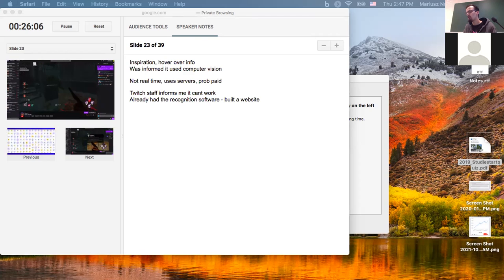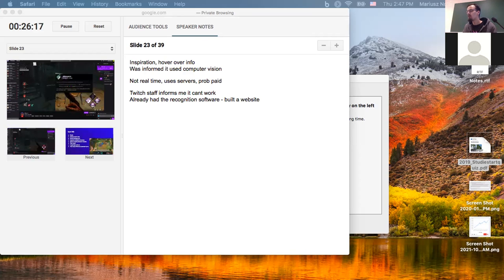I took heavy inspiration from an overlay created for the game Dead by Daylight, where in a Twitch stream, if you hover over the right side here, you can actually get on-screen information. You can hover over the perks and get information. And I was like, I can do that. I couldn't, but that was the general idea.